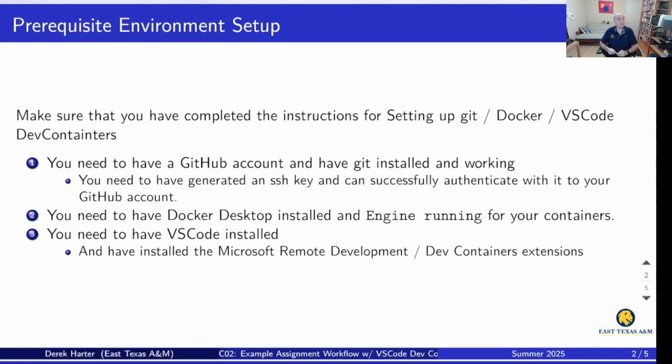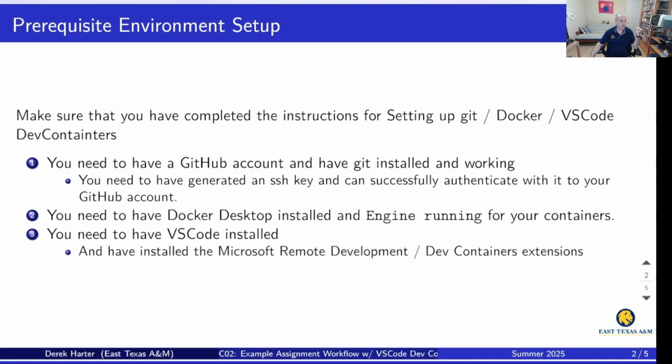Just a quick note. I assume that you've already gotten your environment set up, so we're not going to cover that again in this video. You need to have your Git, Docker, and VS Code already set up. Have a GitHub account created and Git installed and working. You need to have Docker Desktop installed and the engine running, and you need to have VS Code.